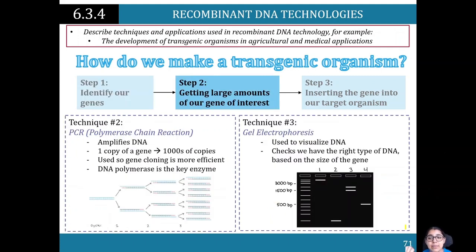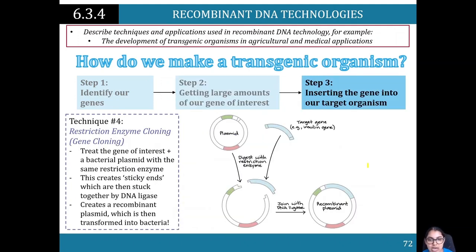The second step is basically using PCR, or PCR and then gel electrophoresis. So PCR to amplify the DNA, to get lots of copies of the DNA, and then we're going to use gel electrophoresis to visualize the DNA to check that we have the right type. So we're going to get large amounts of it, but we're going to check that we have the right type, and then we're going to insert it into a target organism.